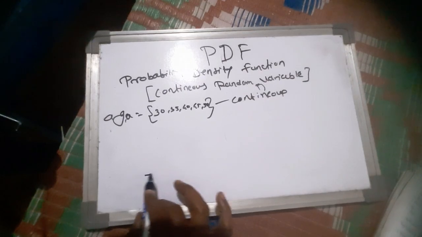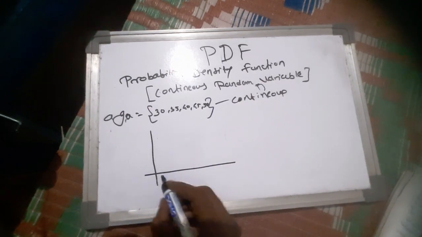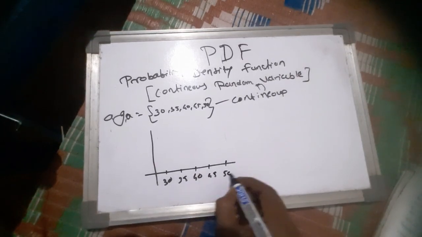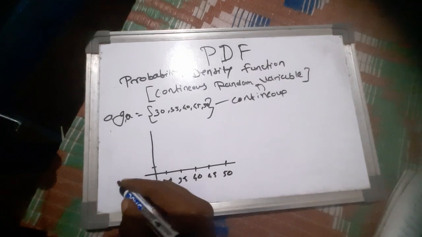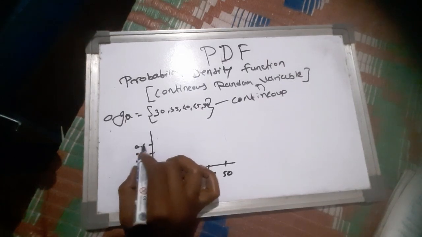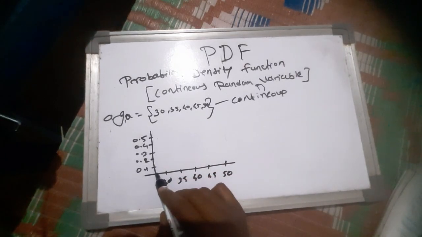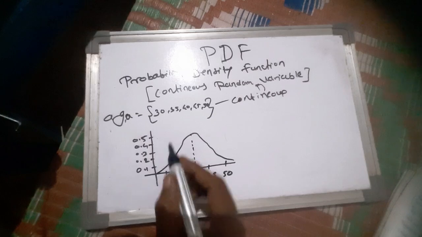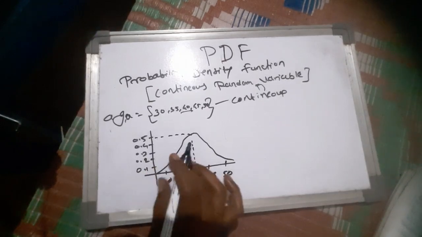And we draw 30, 35, 40, 45, 50. We have a graph, and this graph looks like a bell shape, with the mean value here, and the probability of this is 0.5. So we will talk about that segment.